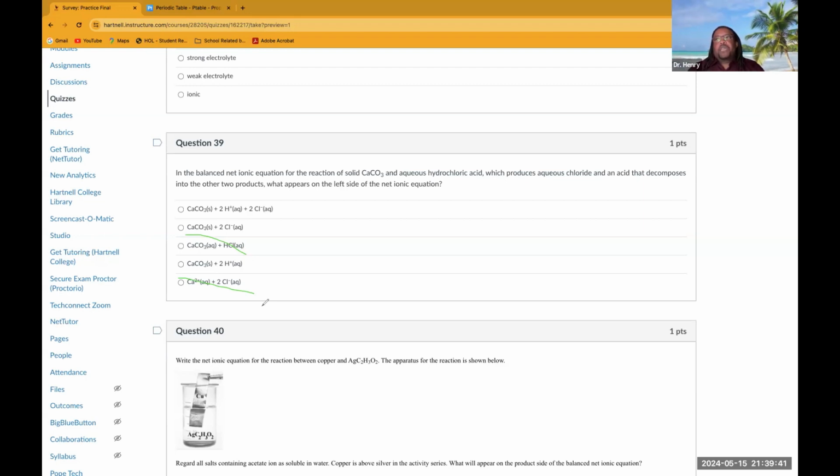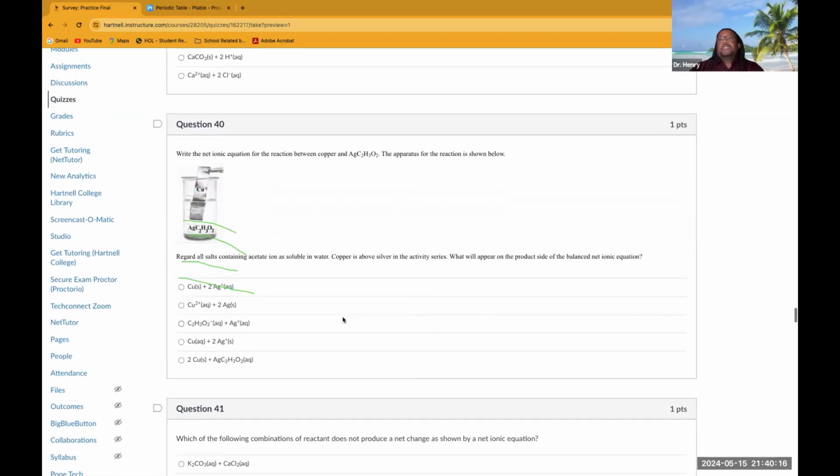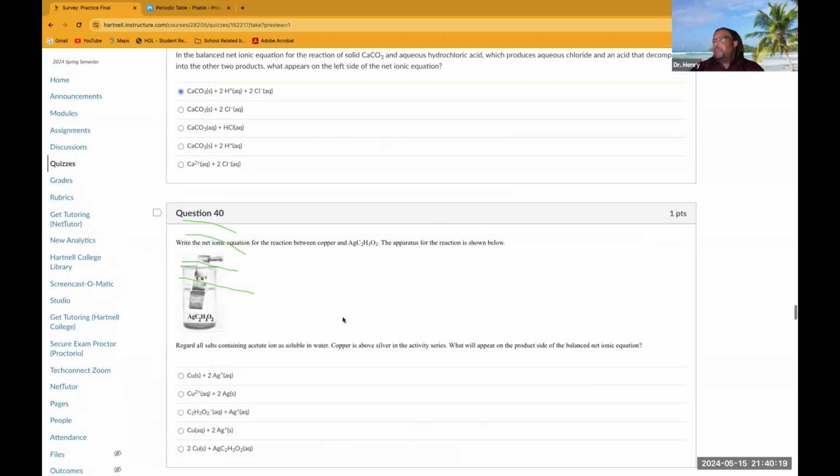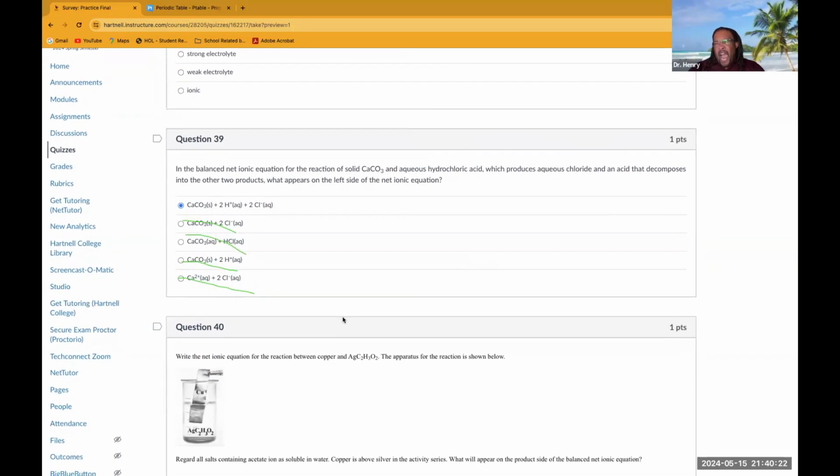Hydrochloric acid. What is hydrochloric acid? It's HCl, but since it's in a solution, it's going to be aqueous, so they're split apart. So we can get rid of this one because there's no H, and we can get rid of this one because there's no Cl. So our correct answer is A. Everybody good on that? Yes.